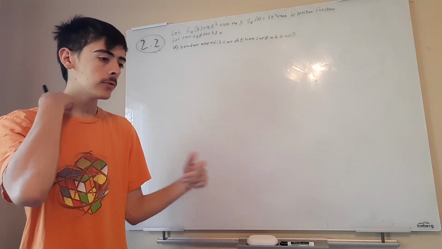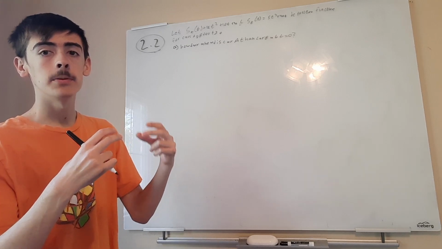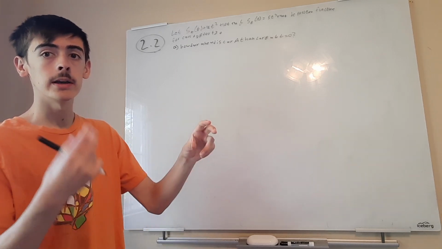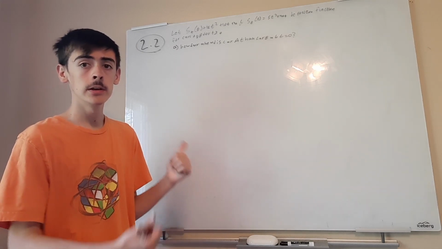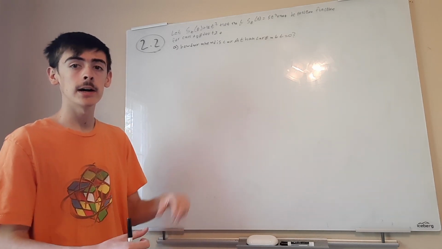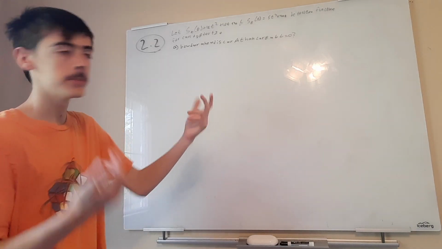So it wants us to know how far ahead car A is from car B, and so that's asking the position difference of car A and car B. So basically what we're going to do is plug in 0 to car A's function and car B's function, and then see how much bigger car A's answer is from car B's answer.